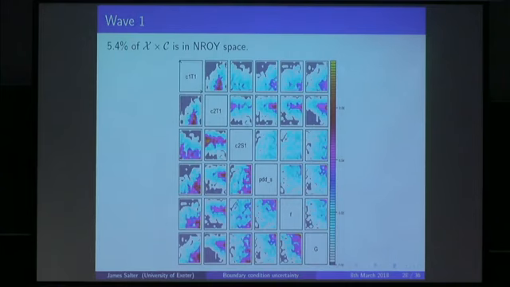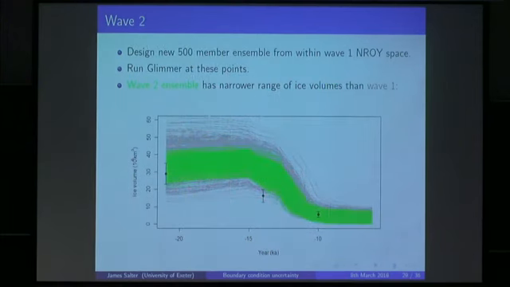So within this NROI space, we then take a new sample of 500 runs of the ice sheet parameters and the boundary condition parameters, and run Glimmer again. So first we can check, have we actually done something sensible? Have we accurately ruled runs out?